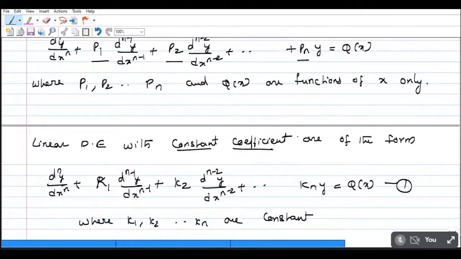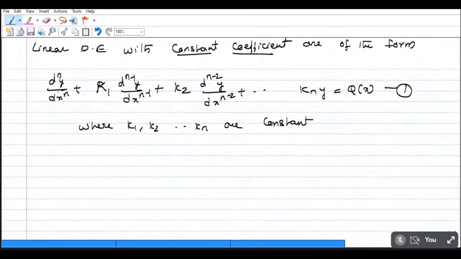Okay? If p1, p2, pn are constants, then the equation is said to be a linear differential equation with constant coefficients. If all these are functions of x, then it is called a linear differential equation with variable coefficients. If coefficients are constants, we call it a linear differential equation with constant coefficients. Are you following?